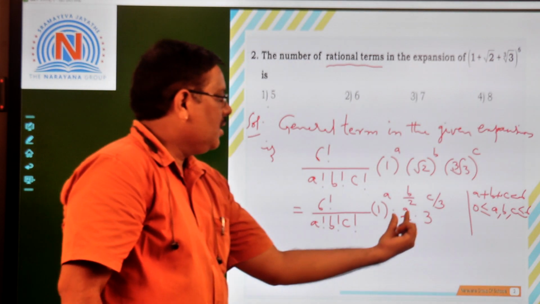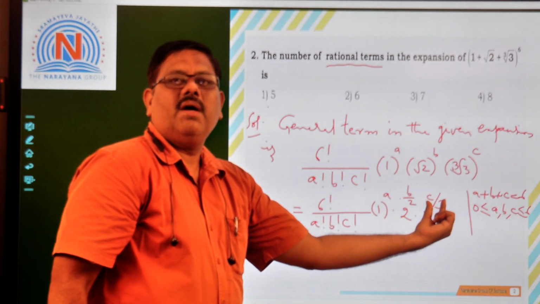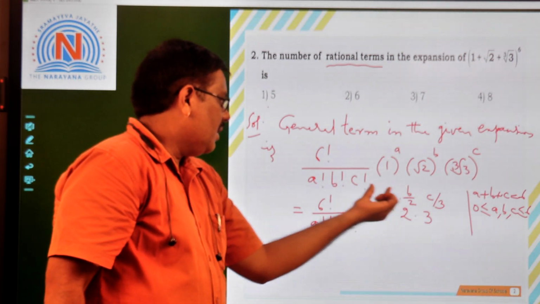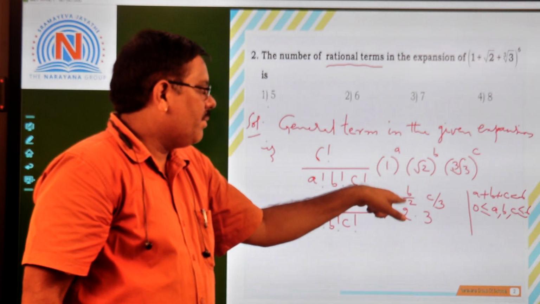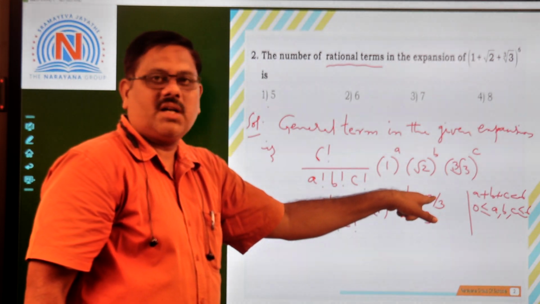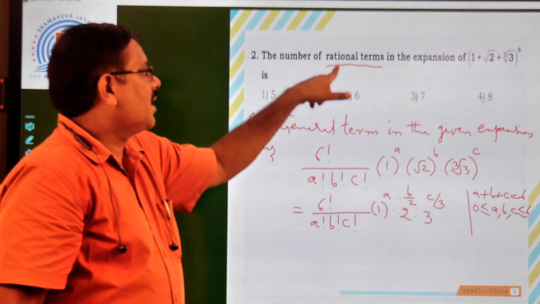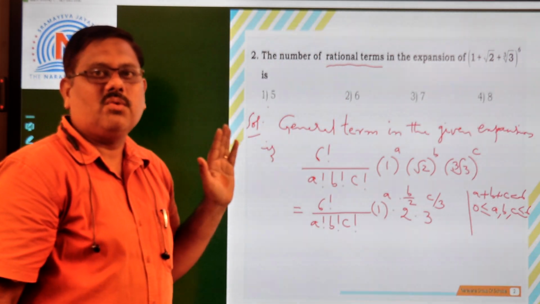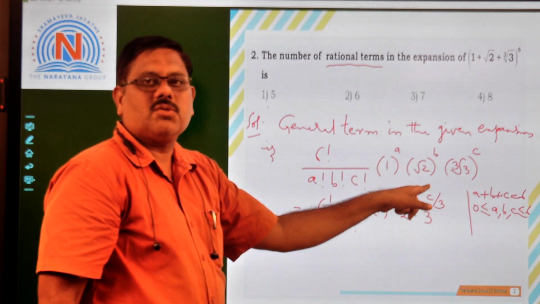Rational term means what? This b by 2 must become an integer value. C by 3 must become an integer value. Then only the entire value becomes a rational part. If b by 2 is not integer, it becomes an irrational part. Similarly, if c by 3 is not an integer, that part becomes an irrational part. So that is not a rational term at all. So we have to take care in such a way that b by 2 is going to be an integer and c by 3 is going to be an integer.